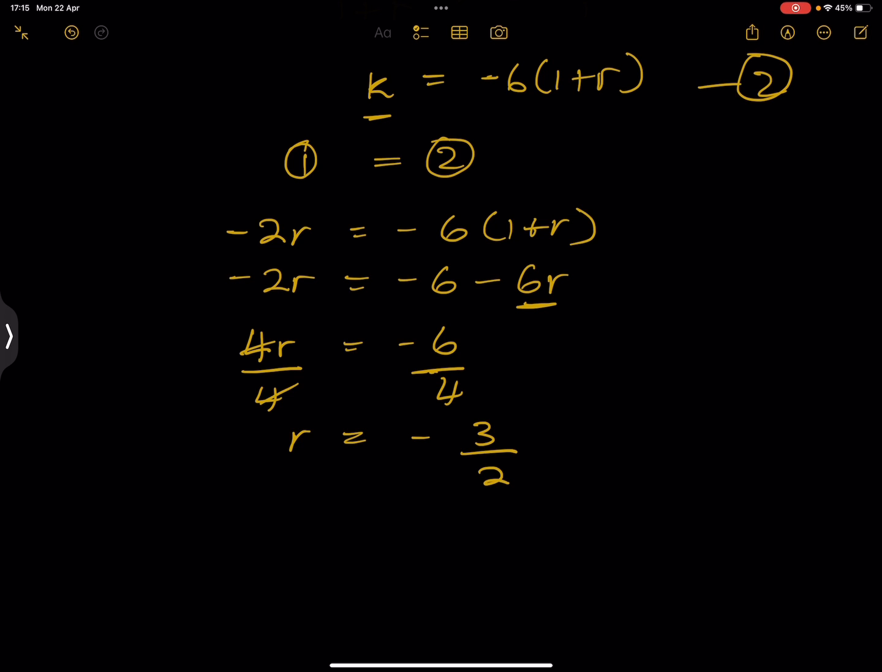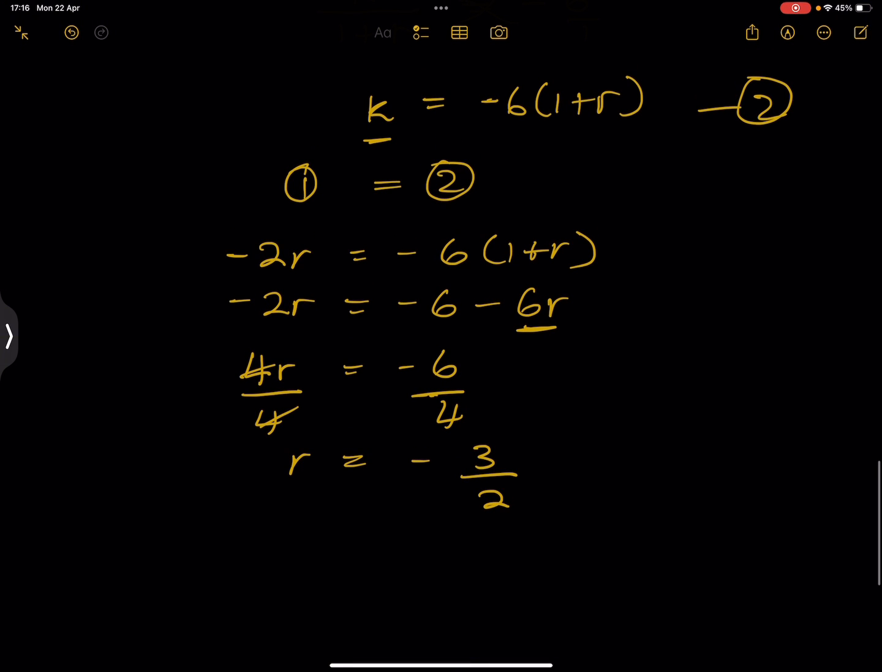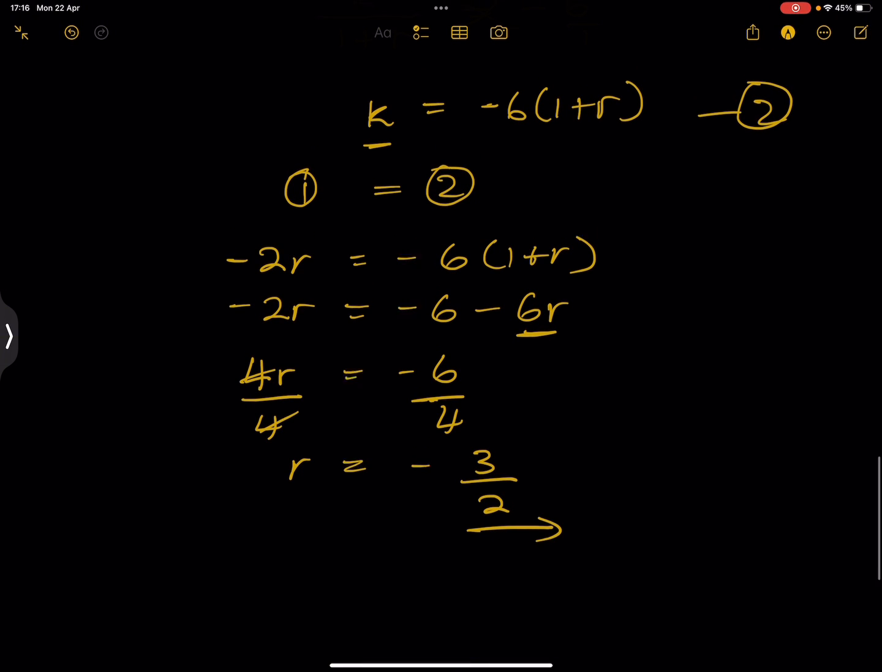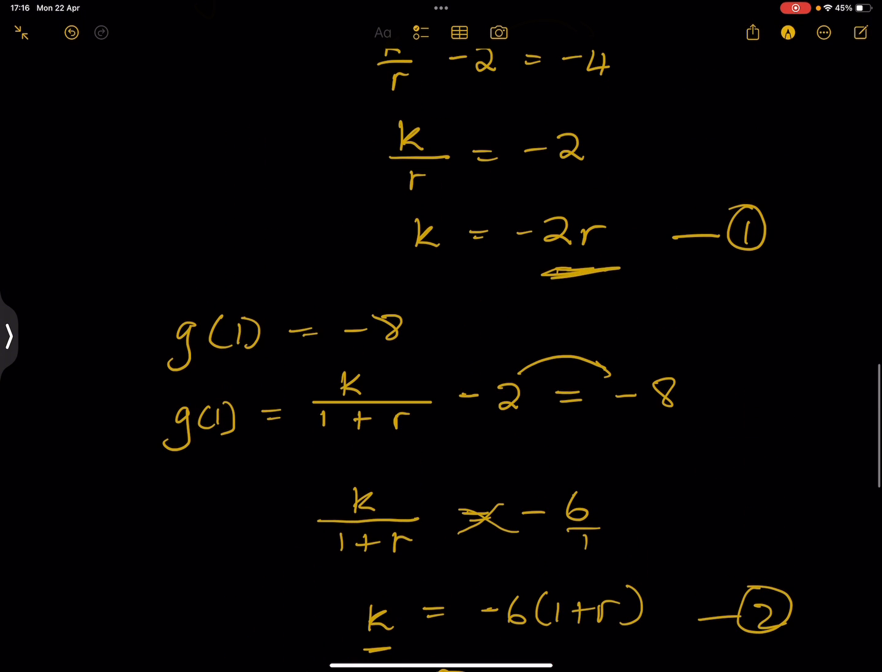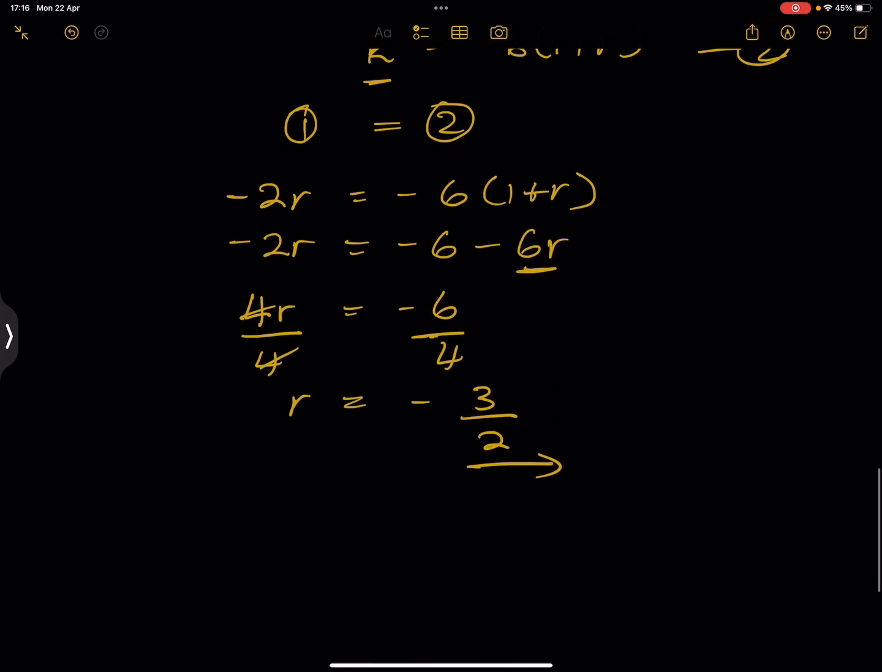Okay, so now we're looking for the value of k. So I can substitute the value of r into that equation. So k, so substitute.